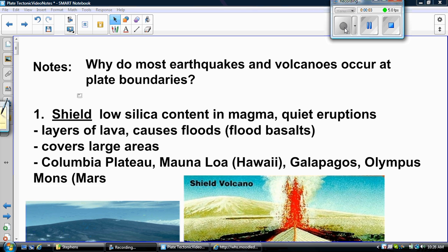Okay, now that we know what forms when plates collide, pull apart, and slide past each other, we're going to go into a little bit more depth on earthquakes and volcanoes. So our essential question for the day is, why do most earthquakes and volcanoes occur at plate boundaries?